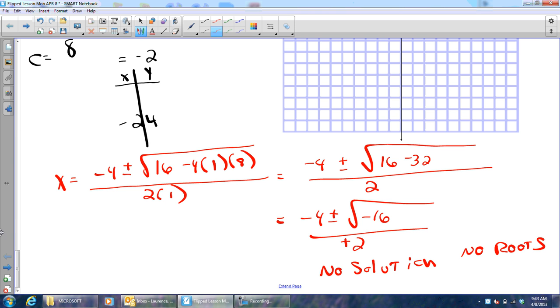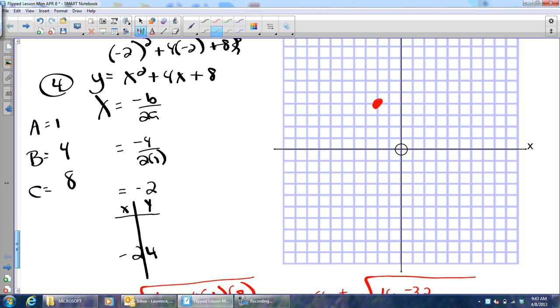Yeah, this parabola will not cross the x-axis. It's going to be a U-shape, but it's not going to cross the x-axis. It might go up like this. It might be over here. It might do a lot of things. It will not do this. No, no, no, no. All right.